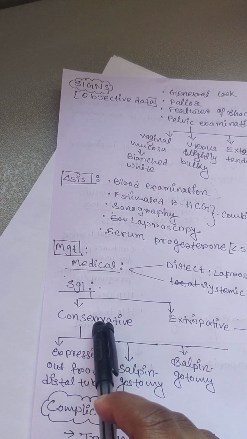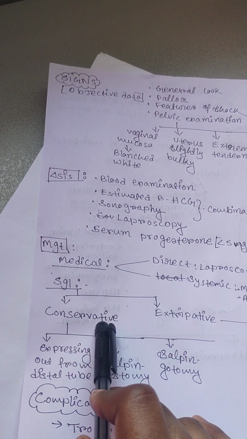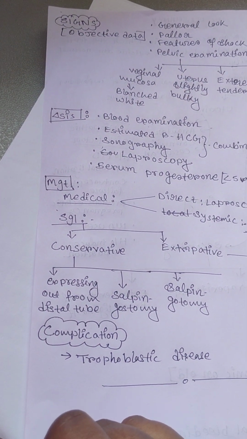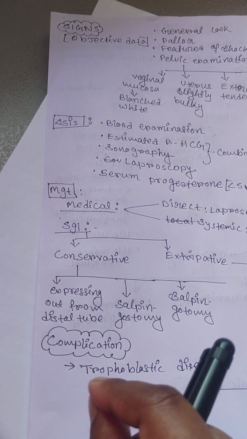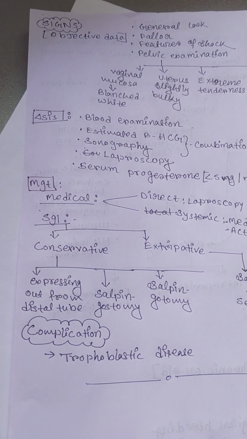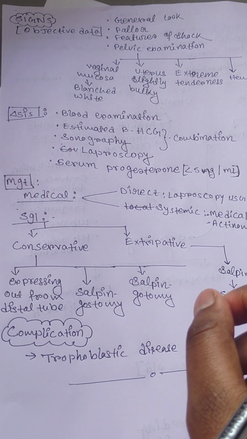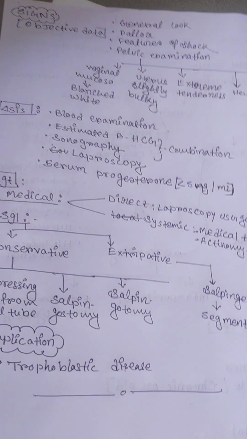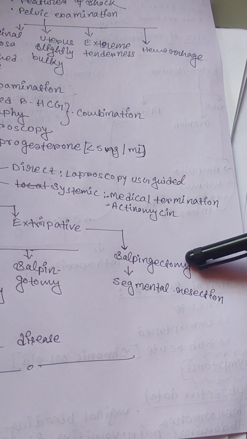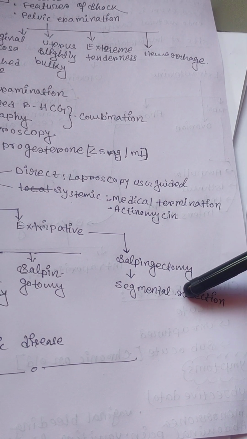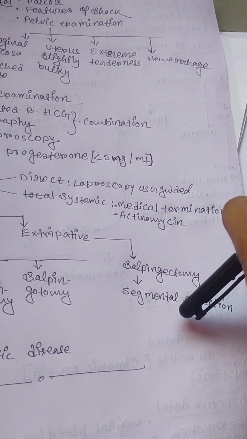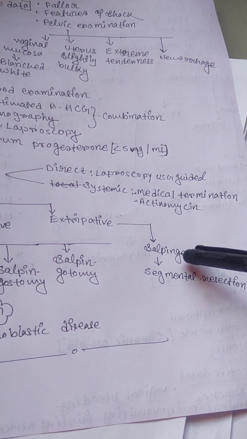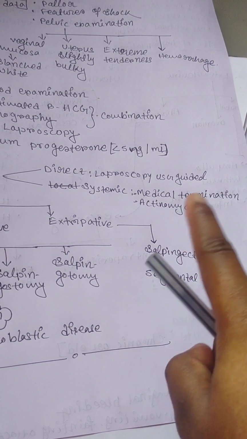And surgical is conservative. First we learn about the conservative: expressing out from the distal tube. One surgery is expressing out from the distal tube. Then salpingostomy and salpingotomy. Then extirpative, known as salpingectomy and segmental resection. Salpingectomy is removal of the fallopian tube; the fallopian tube we call the salpinx.